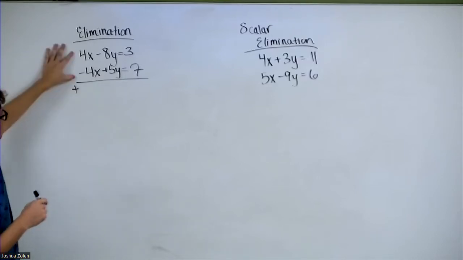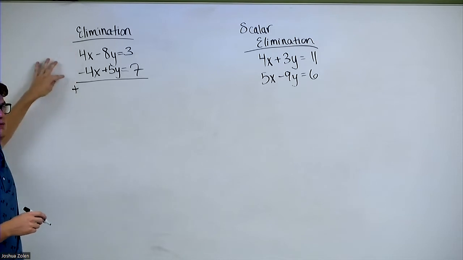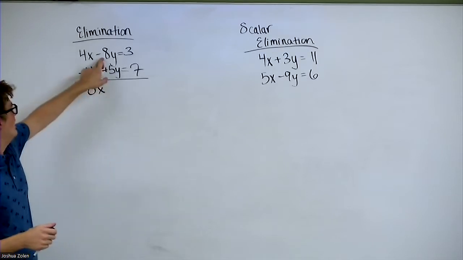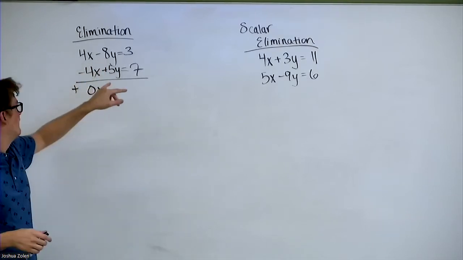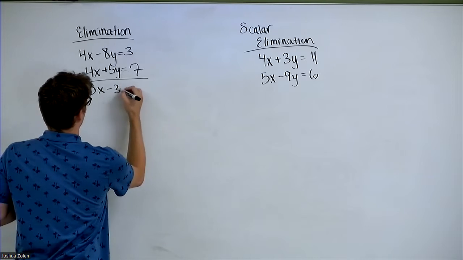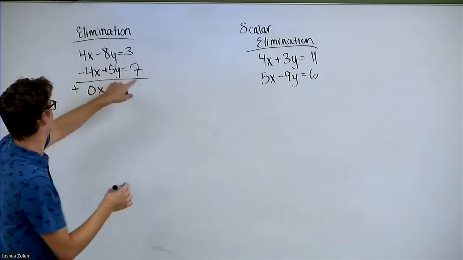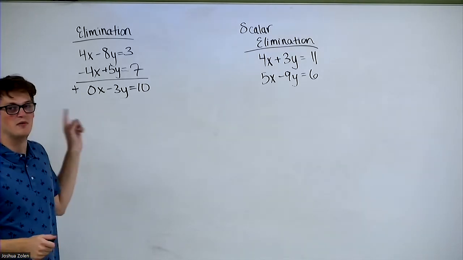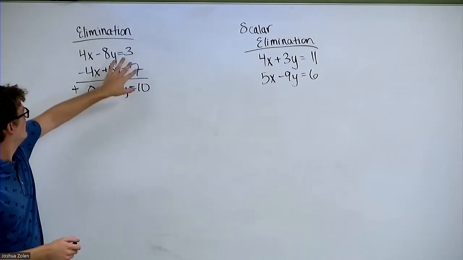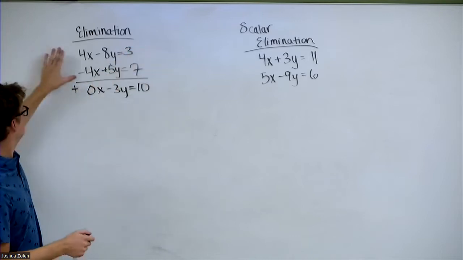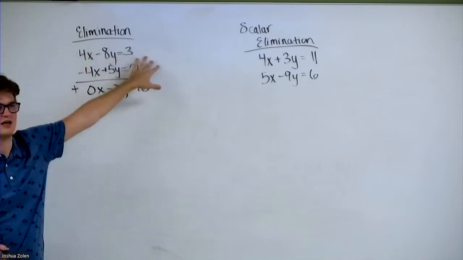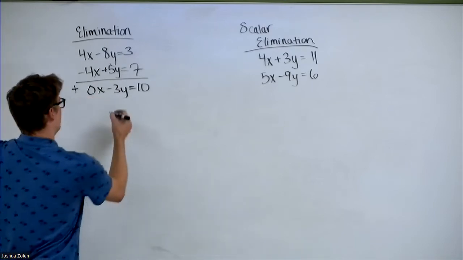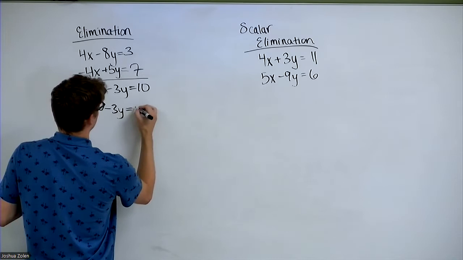So if we add these two equations together, we have 4x plus -4x. That gives us 0x. And then -8y plus 5y, that's going to be -3y. And then 3 plus 7 is 10. Another thing that you might forget to do a lot of the times is add this side as well. It's easy to remember to add this side, but always make sure you're adding both sides. Okay, so now our x variable is gone. We have -3y is equal to 10.